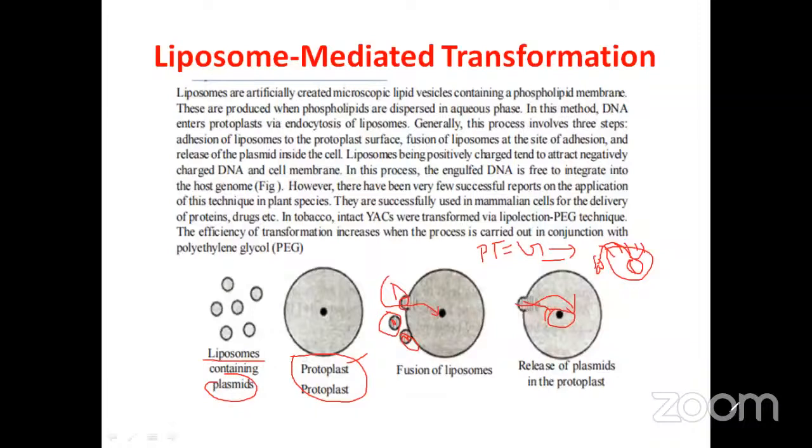Next, chemical methods. In chemical methods, one is the polyethylene glycol method, and one is the calcium phosphate precipitate method. So these are the direct gene transformation methods.